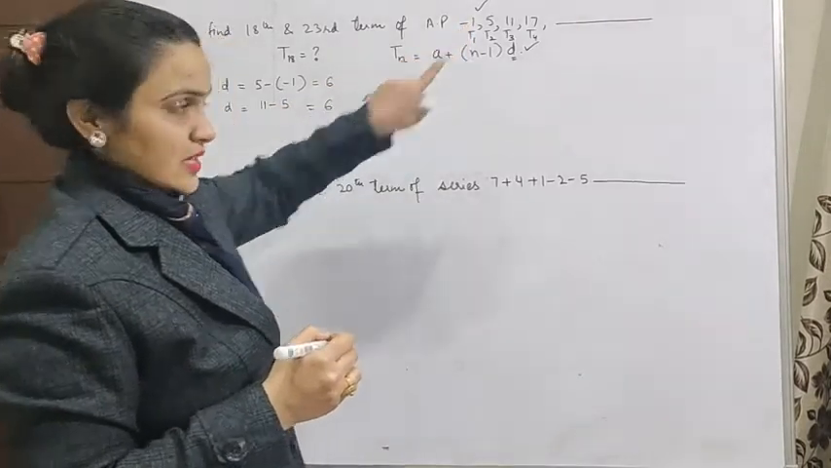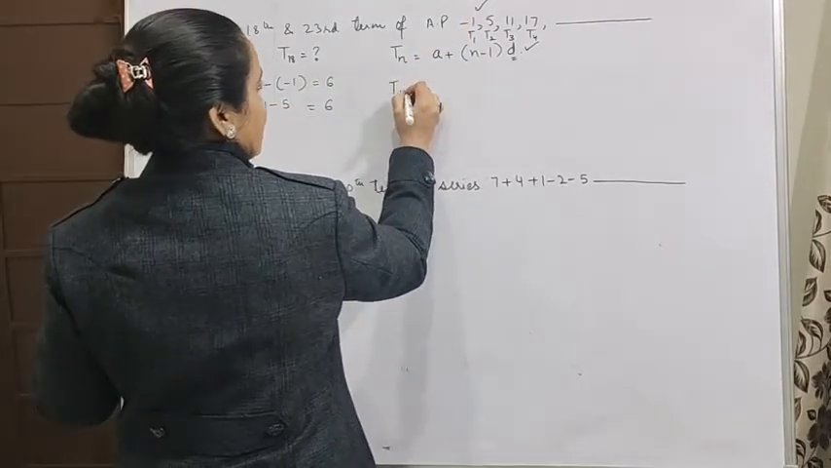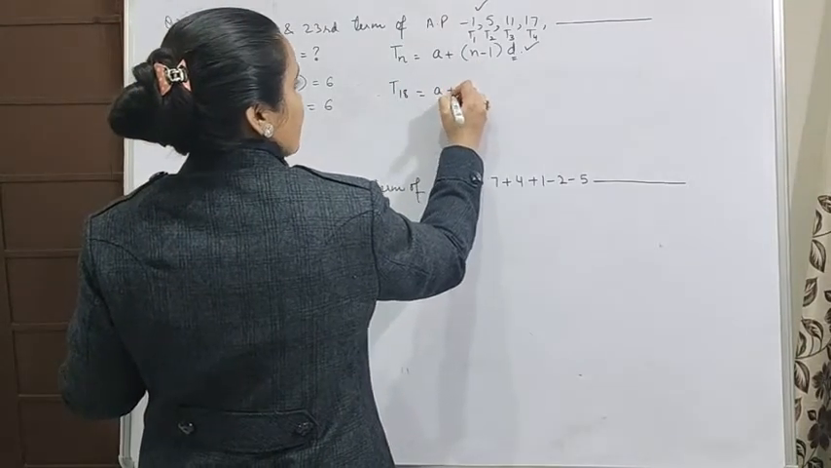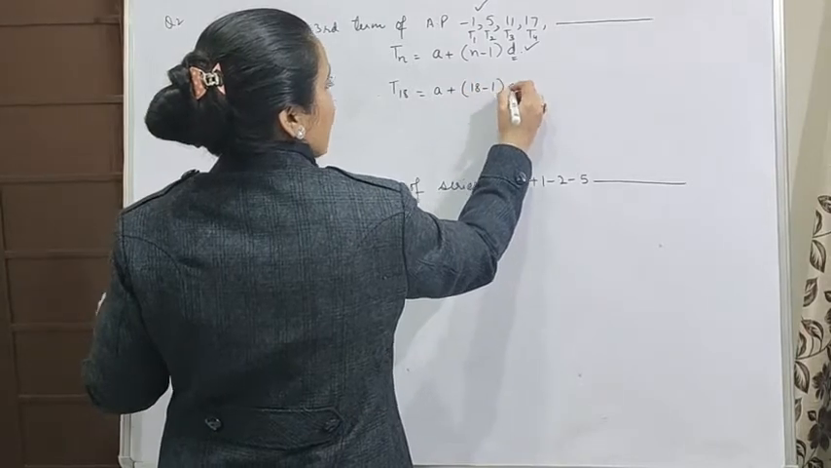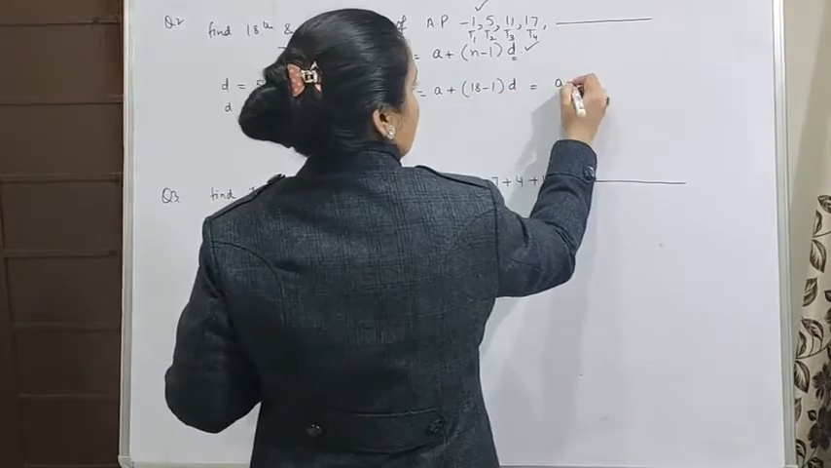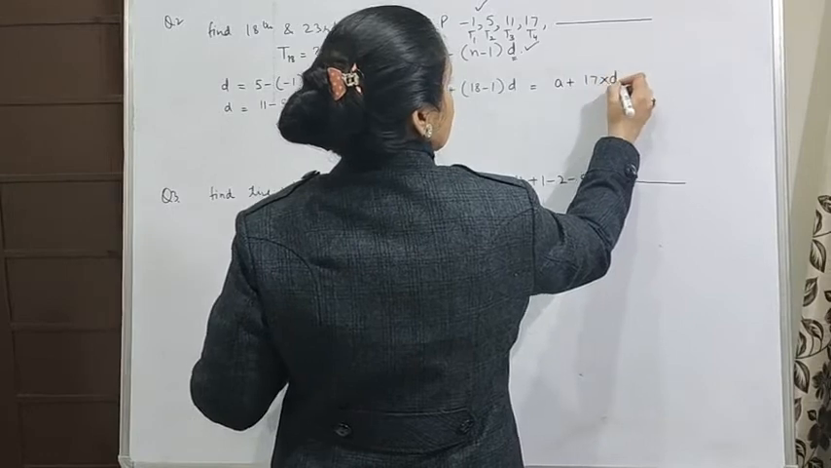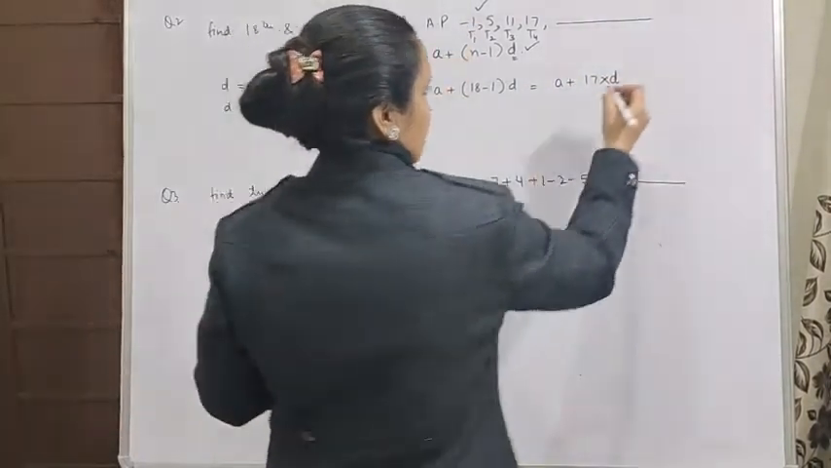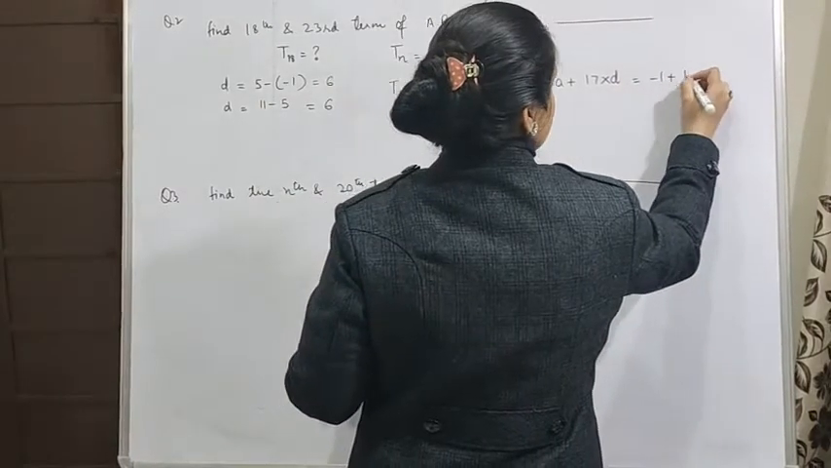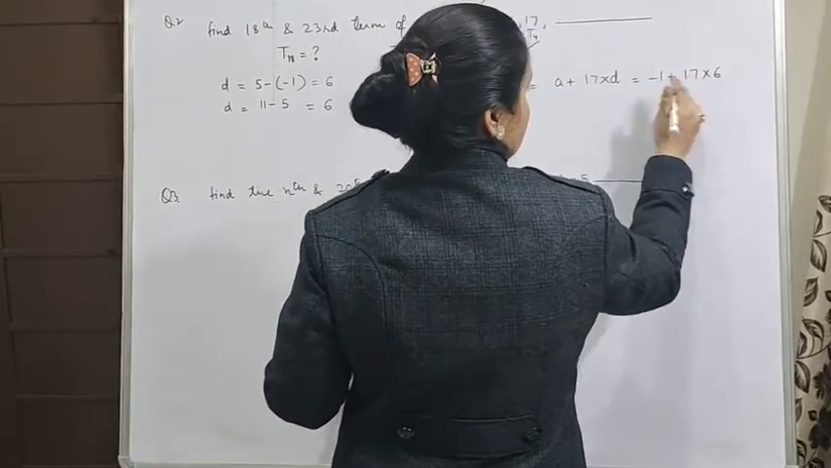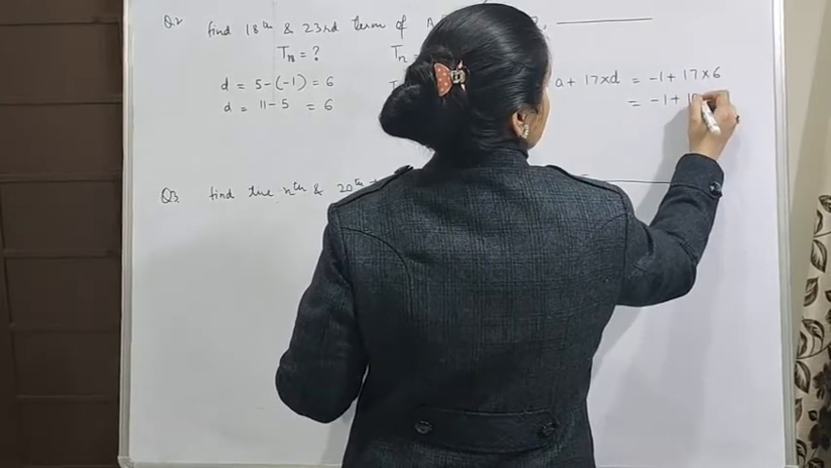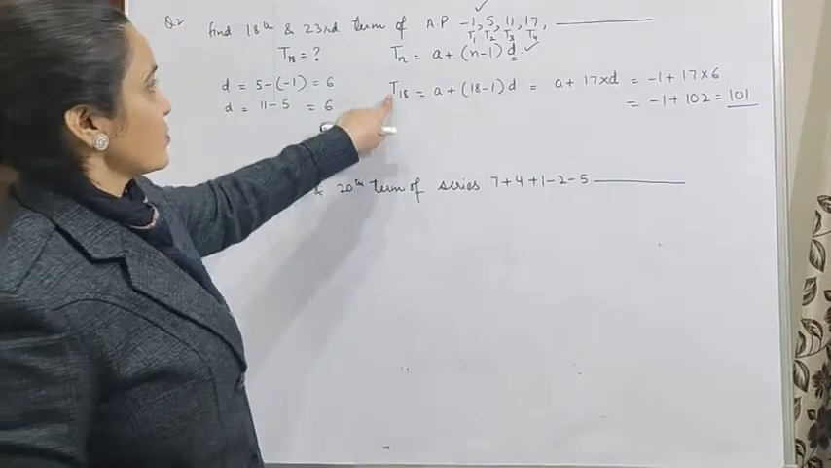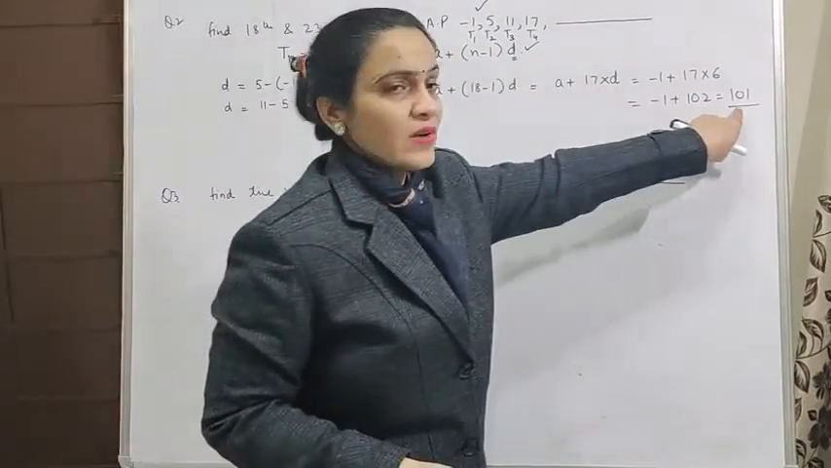First term is minus 1. Let us now write T18th. T18th is put n equal to 18 here. So it is A plus 18 minus 1 times D. So it is A plus 17 into D. So what is D? D is 6 and what is A? Minus 1. So let us now put the values. It is 17 into 6 is 102. So it is minus 1 plus 102, that is 101. So 18th term of this arithmetic progression is 101.